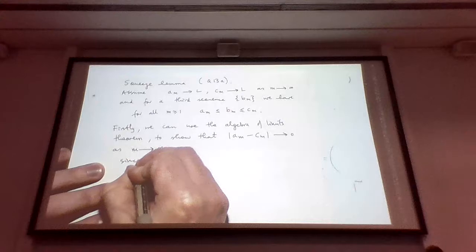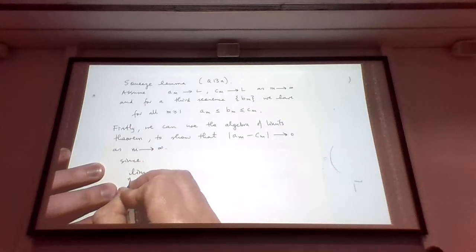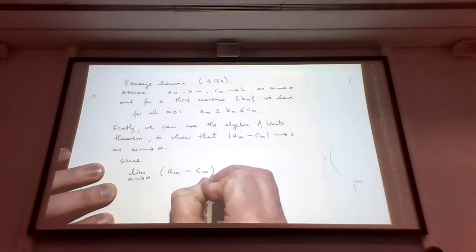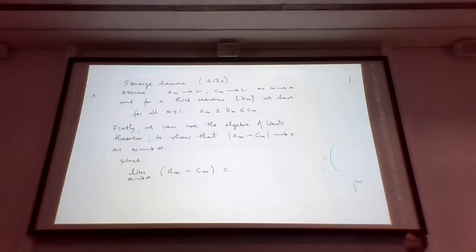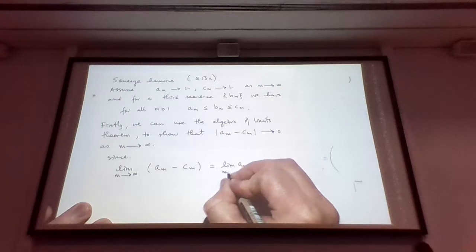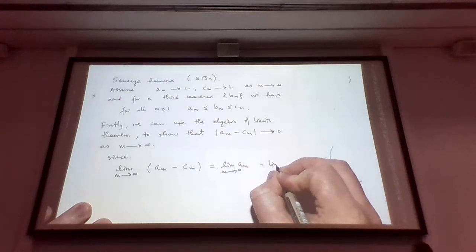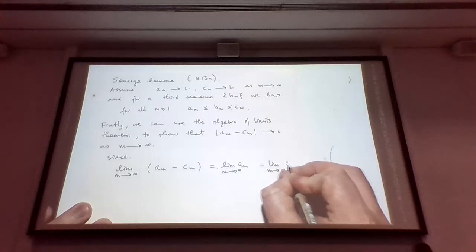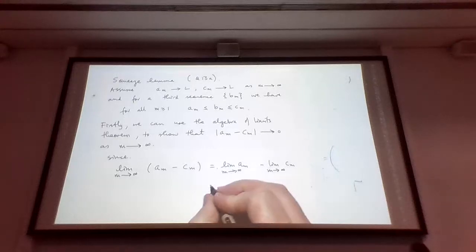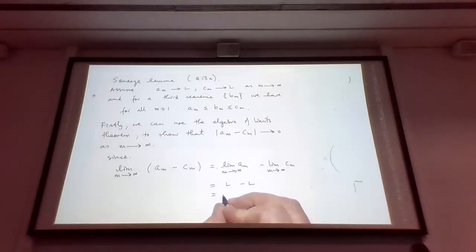And that's since, you see, what is the limit as n goes to infinity of am minus cm? Straightforward application of the algebra of limits theorem. We've assumed that am and cm are both convergent to L. So the limit of am minus cm is going to be the limit of am as m goes to infinity minus the limit of cm as m goes to infinity. That's true by the algebra of limits theorem. And these two quantities are both L, so this is equal to 0.